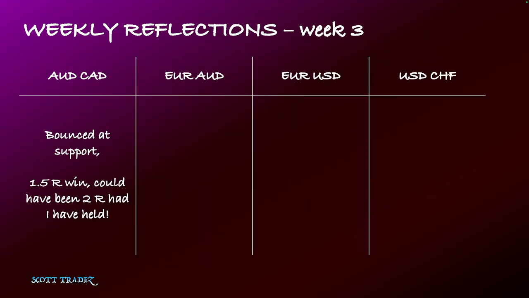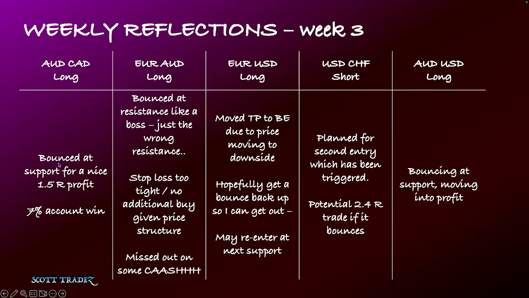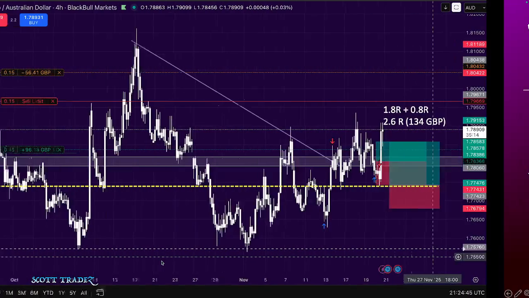So here's the breakdown. We've got AUD bounced at support for a nice 1R profit. We've got Euro AUD long, which was the stinker. It bounced at resistance like a boss, just at the wrong resistance that I didn't account for. So my stop loss was too tight. There was no additional buy-in, and I missed out on some serious cash for that one. So that was Euro AUD.